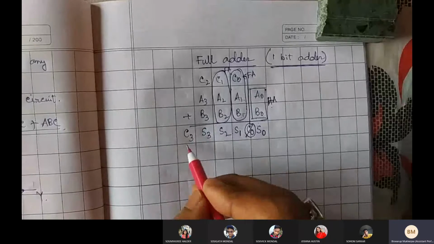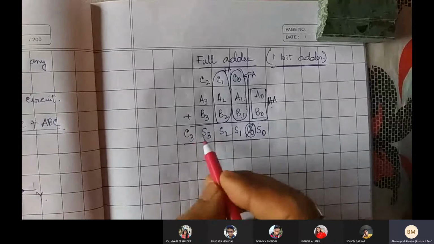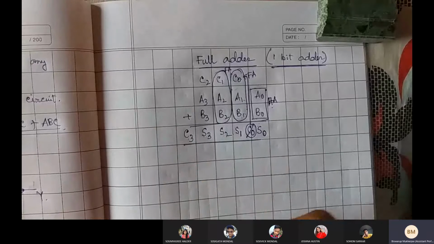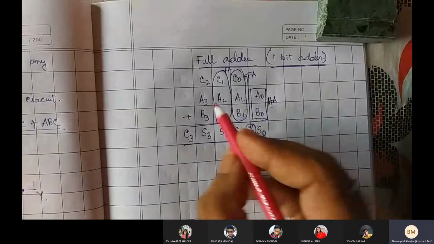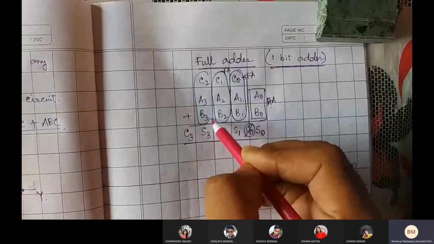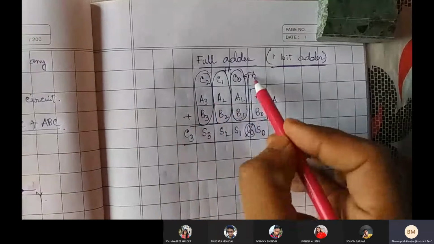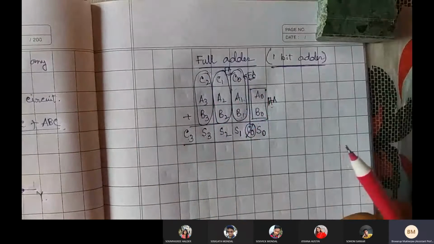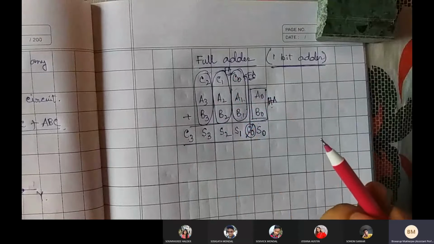So this would be the overall answer: S0, S1, S2, S3, C3. So that can be done. But it is simple. But for that, we require another circuit which is called full adder. Is that the concept clear? That what is the basic difference between a half adder and a full adder?